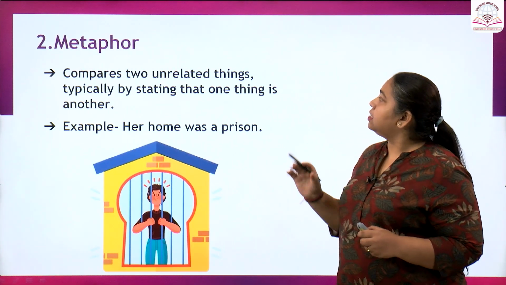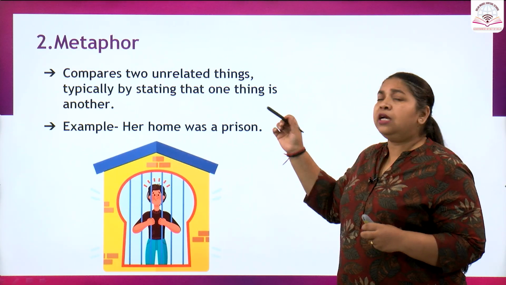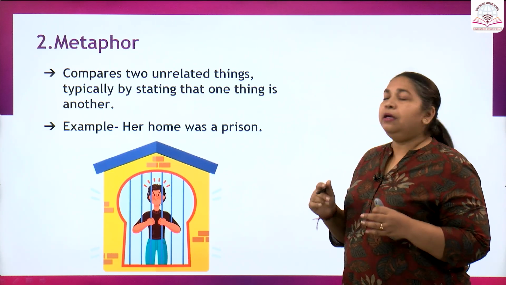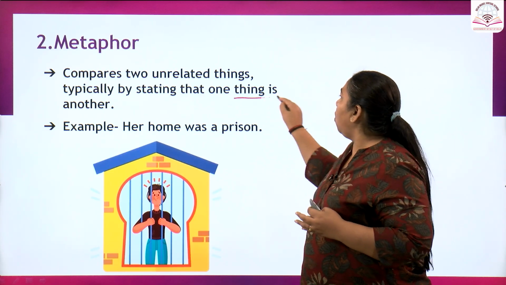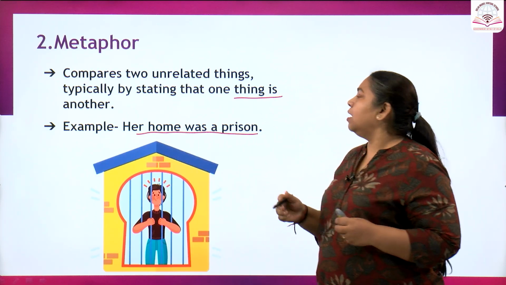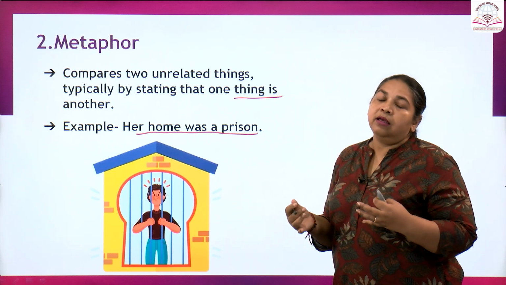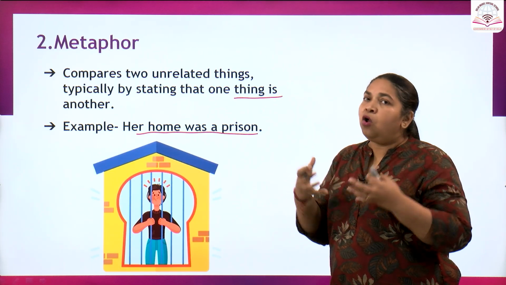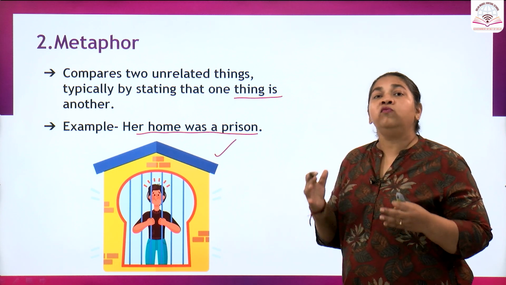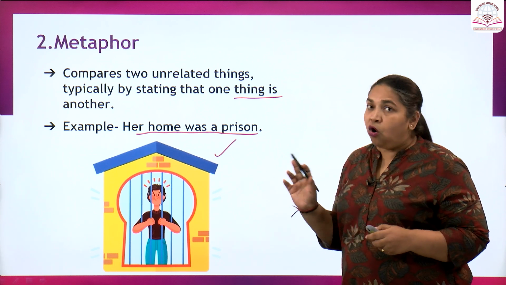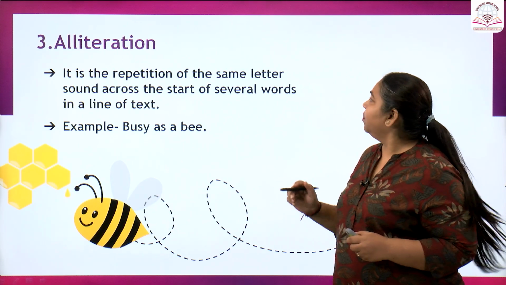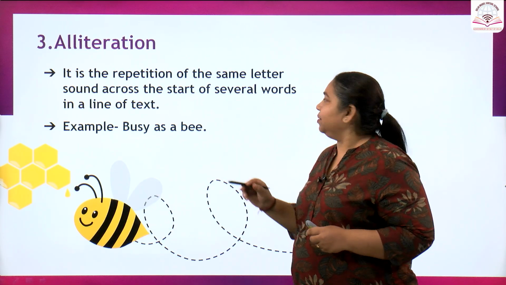The next is metaphor. Metaphor compares two unrelated objects, typically by stating one thing is another. Now here the example is, her home was a prison. Now home and prison, they are not directly related, but here we are saying her home was a prison. So we are not using any extra word. This is a metaphor.